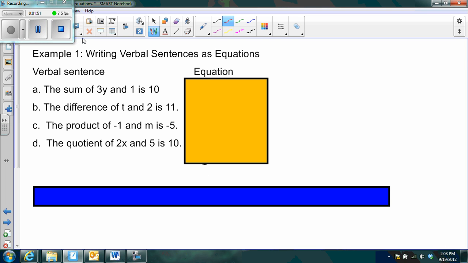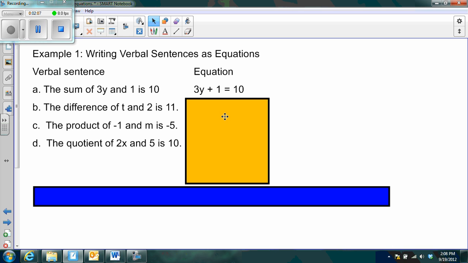So the first example type of problem is writing verbal sentences as an equation. So if we had the sum of 3y and 1 is 10, how could we rewrite this as an equation? Well, sum is telling us it's addition. So 3y plus 1 is equal to 10. That's how we could rewrite this.